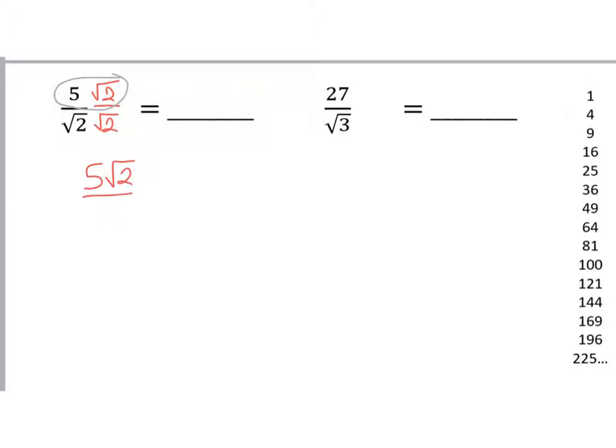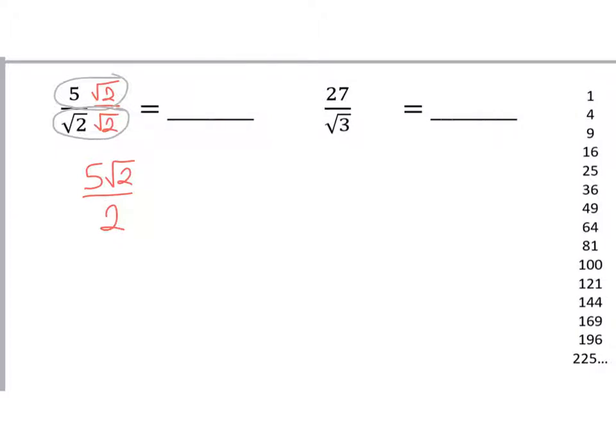But then on the denominator, what happens here? What did I say happens if you multiply a square root by itself? The square root just cancels out. So what do I have in the denominator? Oh, look, I no longer have a square root in the denominator. Yay! So that's step 1.